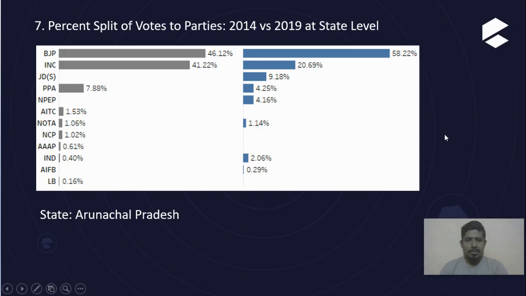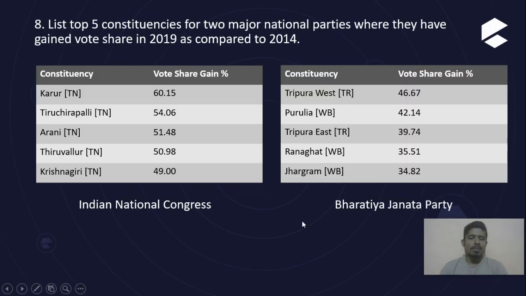Now, the next query of the primary analysis is top five constituencies for two major national parties where they have gained vote share in 2019 as compared to 2014. So, top two national parties are Bharatiya Janata Party and Indian National Congress. Considering the top five constituencies of Indian National Congress, incidentally, all these five constituencies where INC gained vote share in 2019 as compared to 2014 belong to Tamil Nadu. These top five constituencies are Karur, Tiruchirappalli, Arani, Thiruvallur, and Krishnagiri.